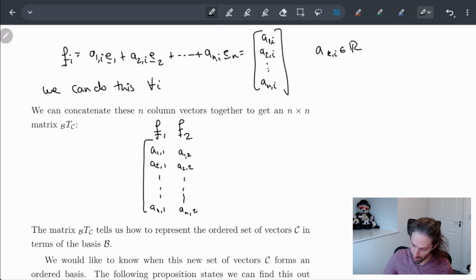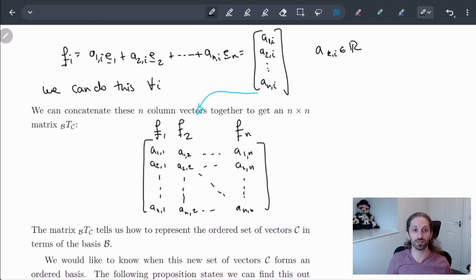So here I'm just using the things there. We do this all the way until we get to Fn. So here we have a_{1,n}, a_{2,n}, all the way down to a_{n,n}. So here we have an n by n matrix.